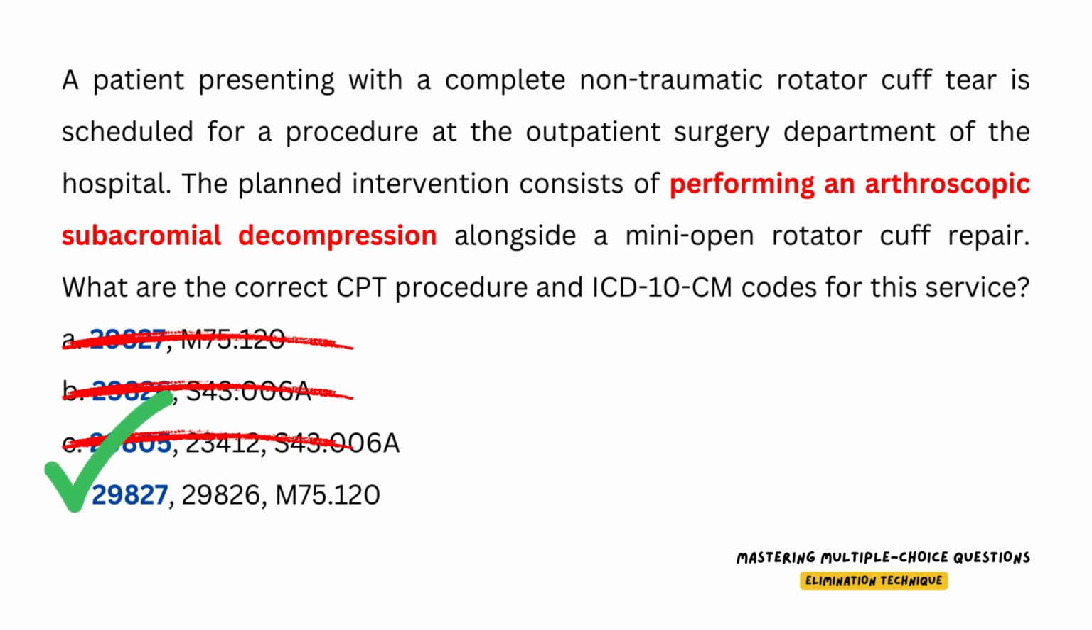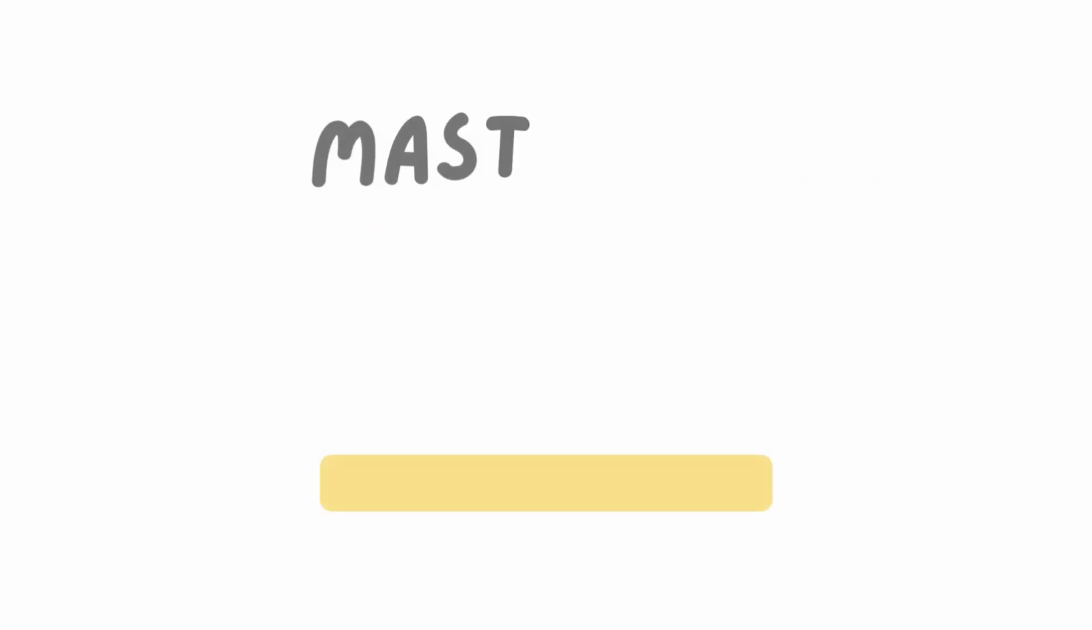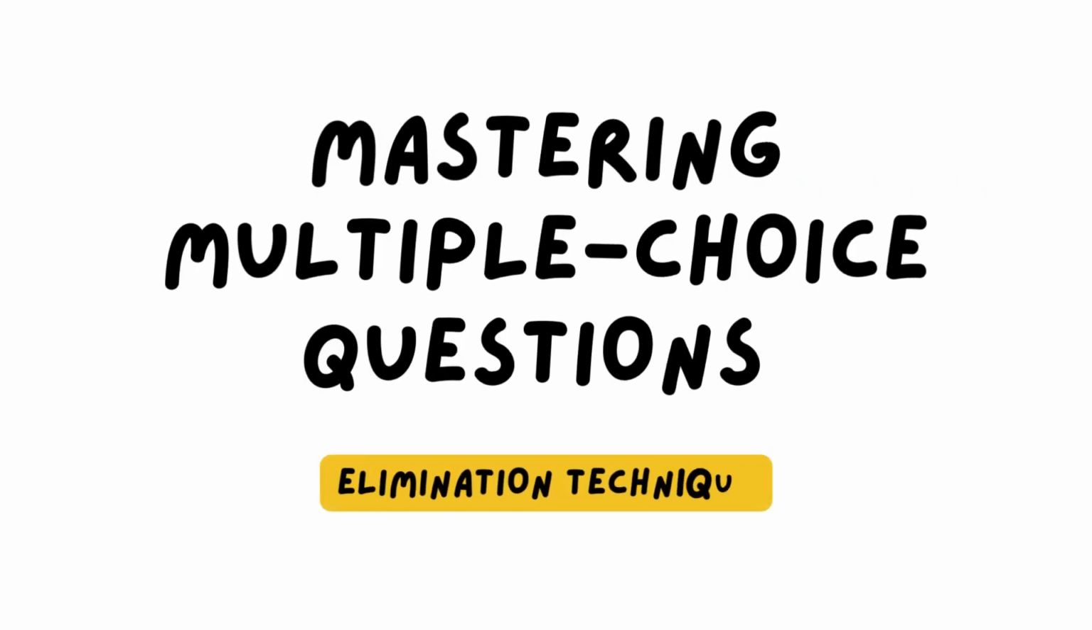The best choice, from among the options given in this question, is letter choice D, with 29827, 29826 and M75.120. By systematically evaluating each answer choice and eliminating those that do not align with the clinical scenario, we can increase our likelihood of selecting the correct codes in multiple-choice medical coding questions.